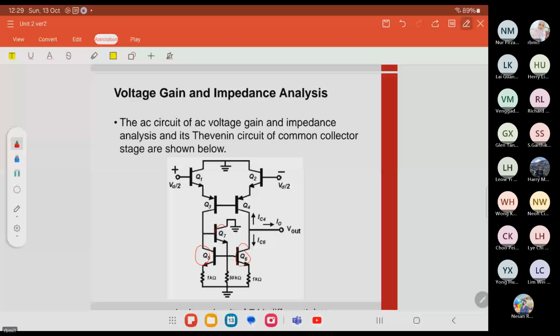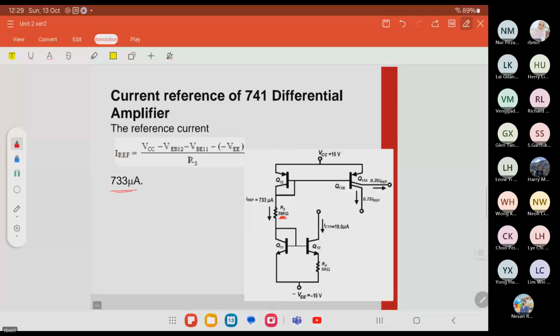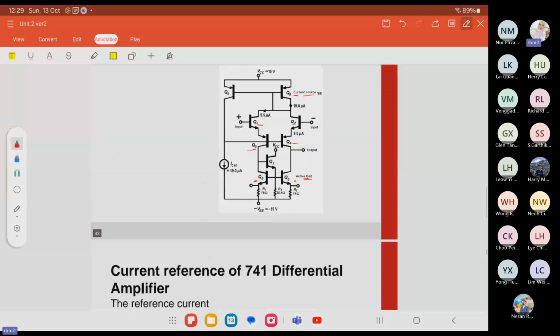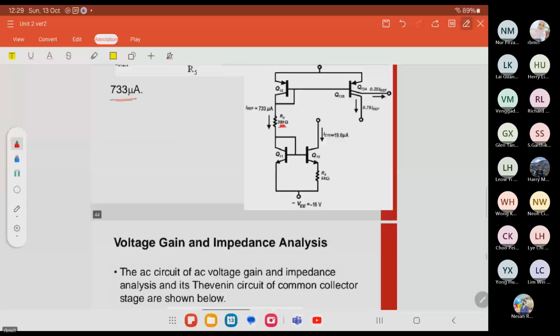Transistors Q8 and Q9 form the current mirror to bias the base and to ensure the transistors remain in the active region when there is no input signal. Q8 and Q9 are at the top, actually.